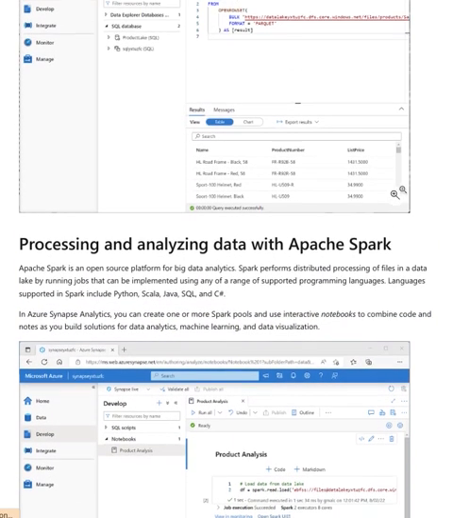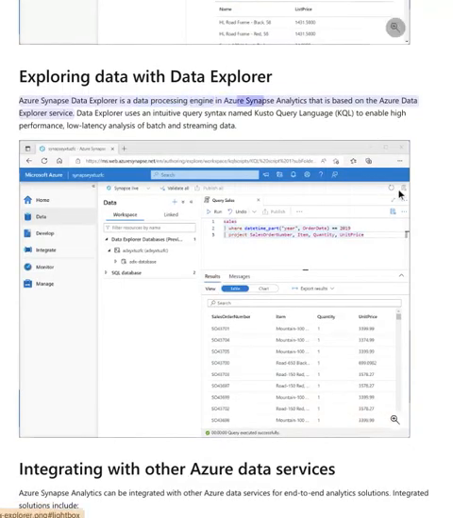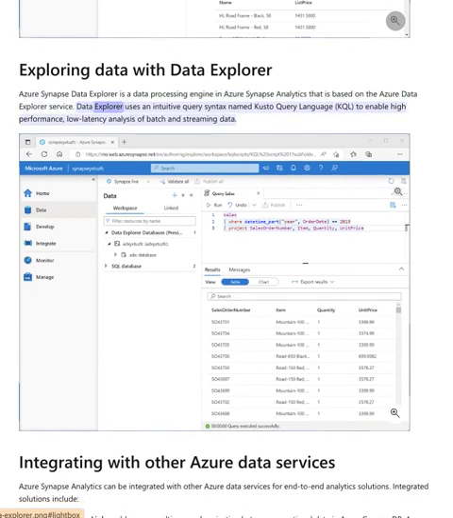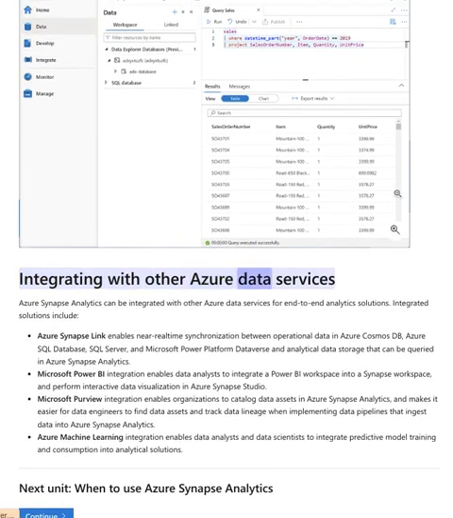Exploring data with Data Explorer. Azure Synapse Data Explorer is a data processing engine in Azure Synapse Analytics that is based on the Azure Data Explorer service. Data Explorer uses an intuitive query syntax named Kusto Query Language, KQL, to enable high-performance, low-latency analysis of batch and streaming data.